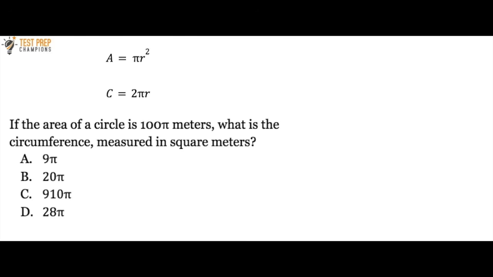If the area of a circle is 100 pi meters, what is the circumference measured in square meters? Is it A, B, C, or D? And here are the two formulas. This is the area of a circle. This is the circumference of a circle. And of course, you'll need to find these on your formula sheet on your test, but I'm giving these to you right now just to save you time since we're only practicing.